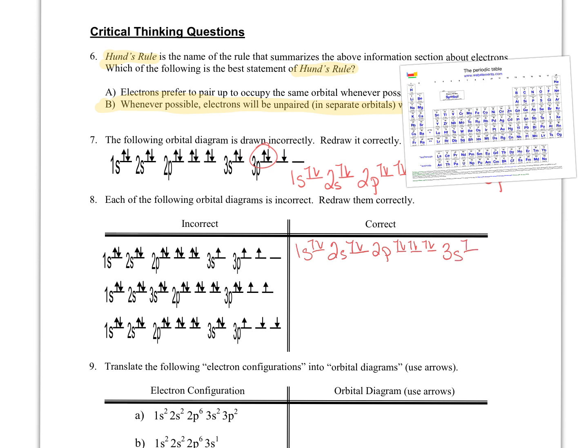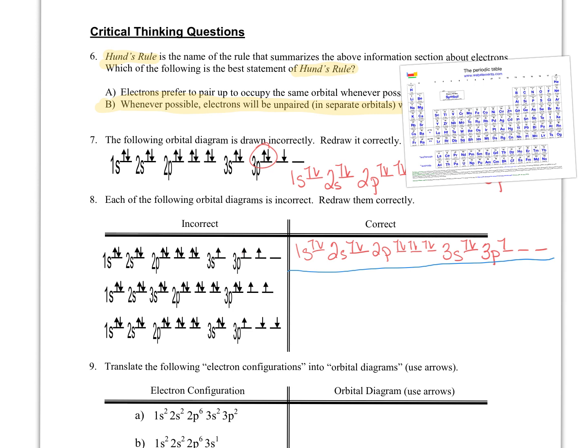Then we have 3s, and notice there's only 1. Oh, we can't do that. We have to fill it up. So we're going to put the next electron there, and then 3p, and it's got 3 orbitals. So we have 10, 11, 12, 13. So that's 10, 11, 12. So we just have 1 more there. So that is the correct way to write it. All right, let's look at the next one.